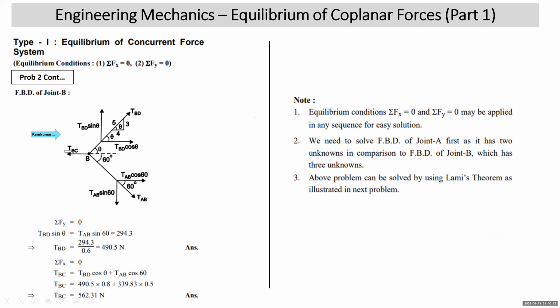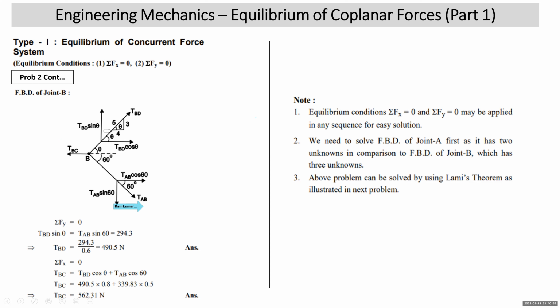This side there was a cable, so tension in that cable is TBC. This side there was cable AB, so tension in the cable AB will be away from joint B in the direction of cable. Your TAB we have taken, angle 60 degree which was given to you. Tension in the cable BD is TBD. It is making angle theta with the horizontal.